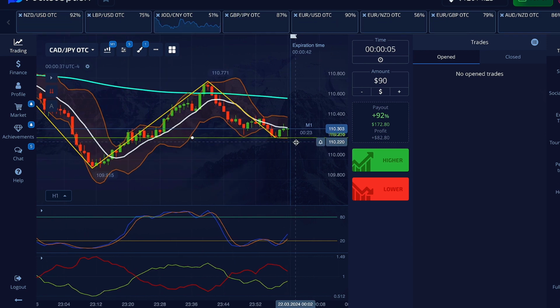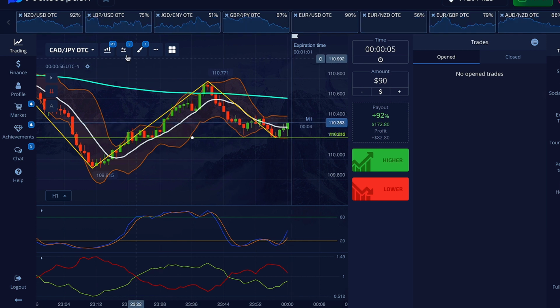And on this 1 minute, seeing that we do have a long wick and we are off of that wick and trying to head back up, it's making me see that we are hitting this white midpoint line. It's making me see that we are going to go ahead and head up to this next Bollinger Band.